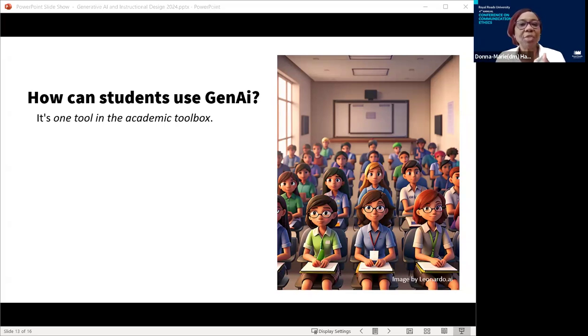It's just one tool in the academic toolbox, and Ken mentioned the EULA, right? So you are using what you have signed up for. And as students, being aware of the academic criteria will be absolutely necessary.